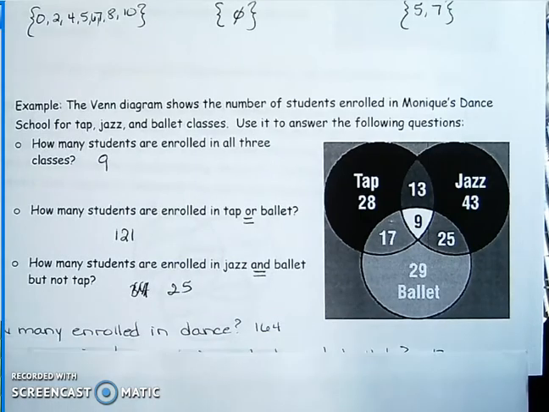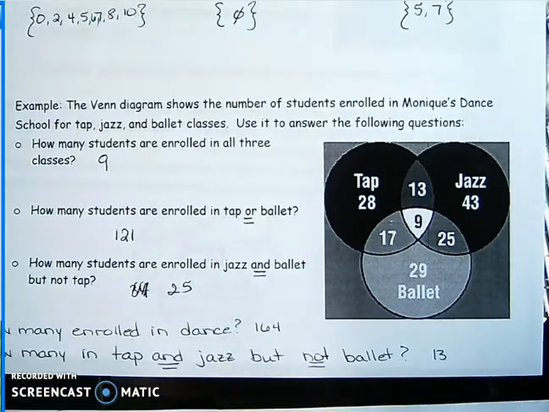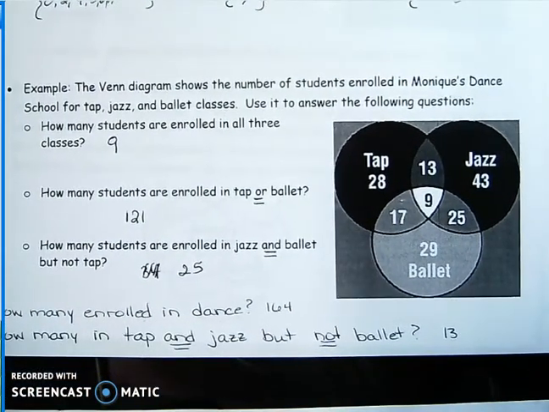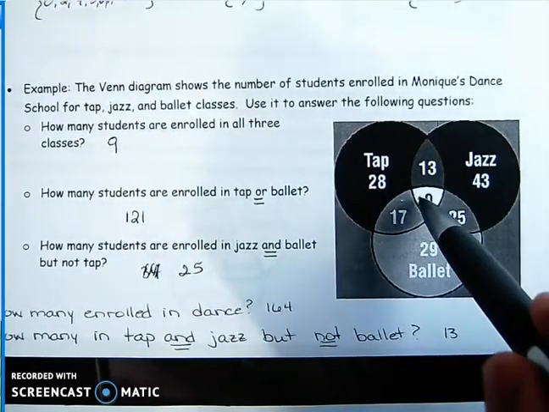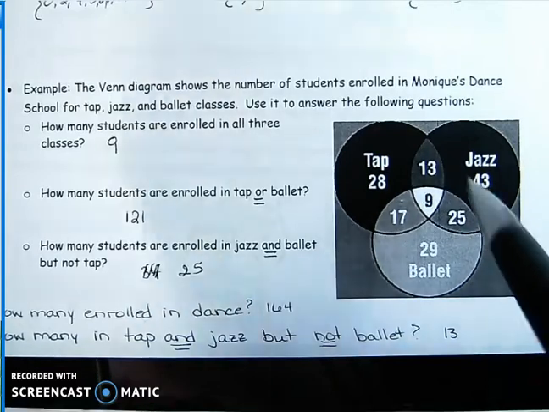An extra question, how many are enrolled in dance? That would be all of them added up, which is 164. How about how many are in tap and jazz but not ballet? Tap and jazz but not ballet would be those 13 students there.